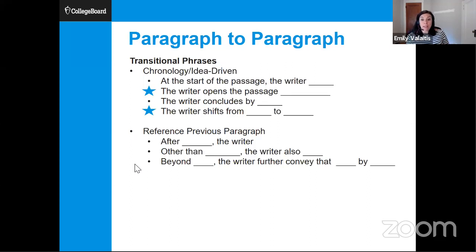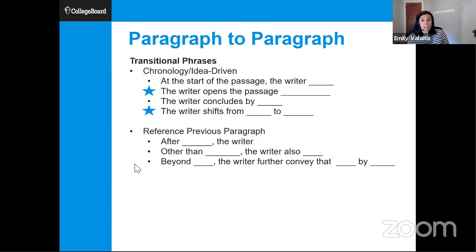The writer shifts from a scientific to an impassioned tone. So that's something you might be able to use if you are organizing your essay by the beginning and the end of the passage or by ideas. However, a lot of you organize your body paragraphs in your essay around a particular choice the writer has made.